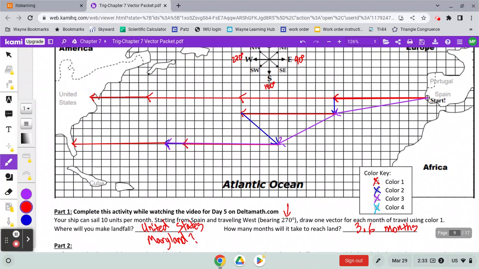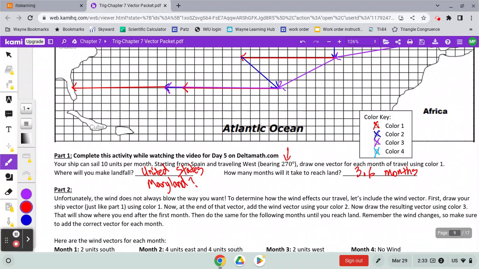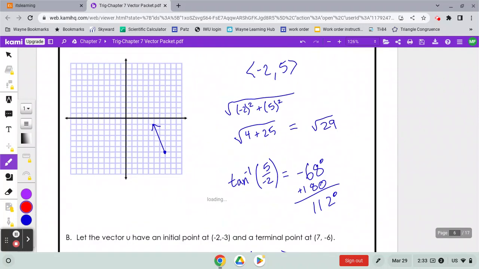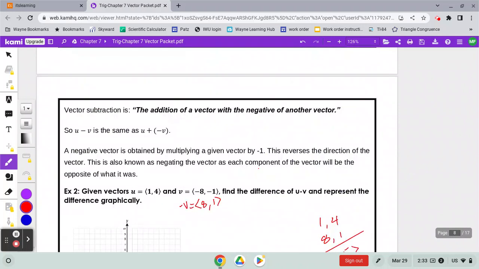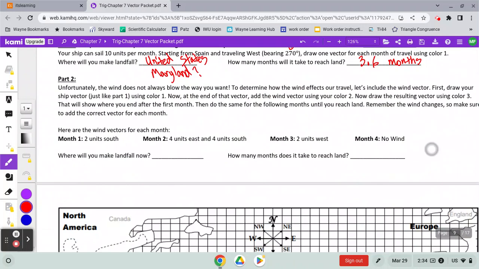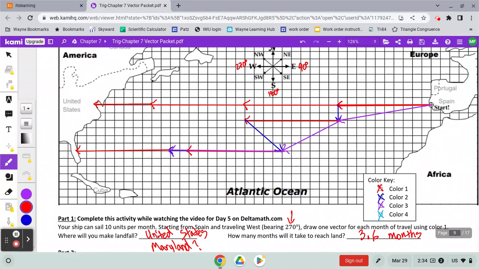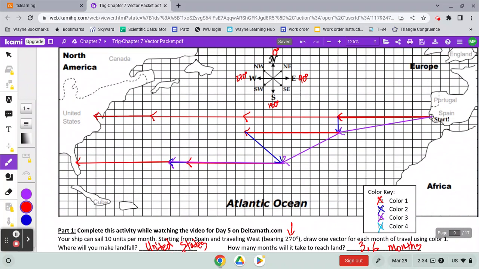And as you can see, I'm guessing most of you know, we hit landfall at Florida. Okay, so once again, we hit land in Florida. We could say the United States, or you can say Florida. And we are asking how long did it take us to reach land, and that took an entire 4 months.